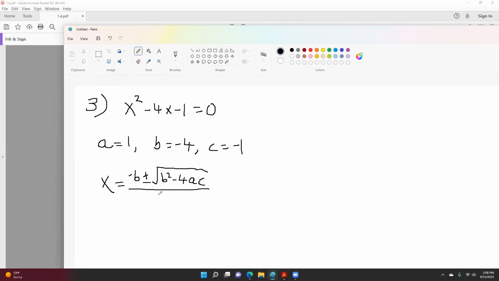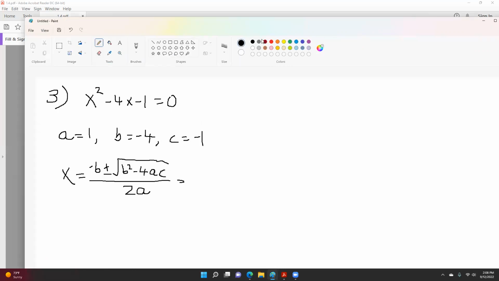Okay. So this is the quadratic formula: -b plus minus square root of b squared minus 4ac all over 2a. So we're going to plug all this A, B, C into here. So the first thing is we have the B. So we're going to plug B inside here.